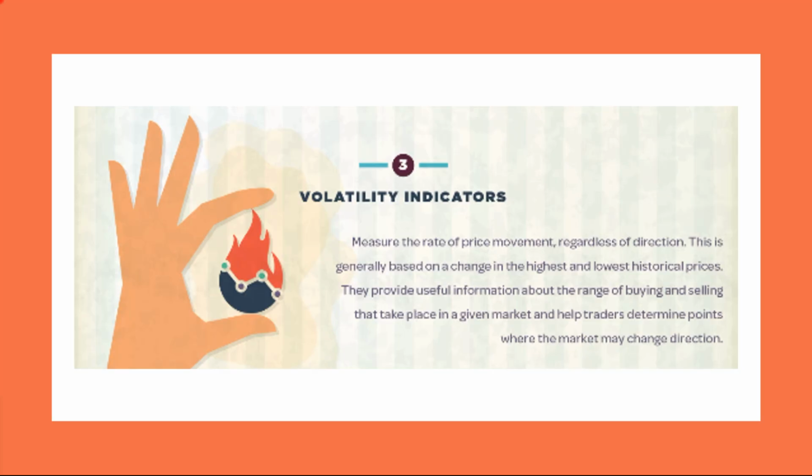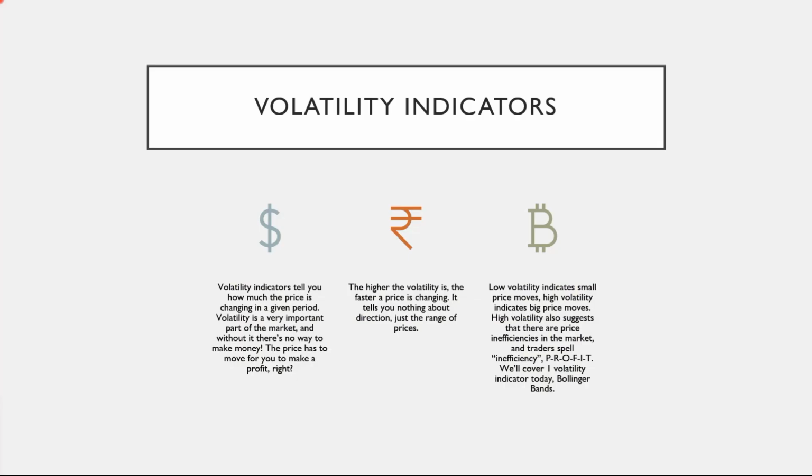Then we have volatility indicators. They measure the rate of price movement regardless of direction. This is generally based on change of the highest and lowest historical prices. This provides useful information about the range of the buying and selling. The volatility of the markets is very, very important to know. It helps you decide where to put your stop loss, and whether you can enter a market or if it's too risky because it's too volatile. Volatility indicators tell you how much the price is changing in a given period. The higher the volatility is, the faster the price changes. It tells you nothing about direction, just the range of prices.